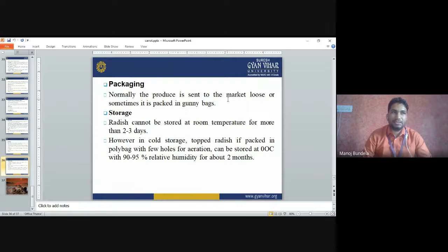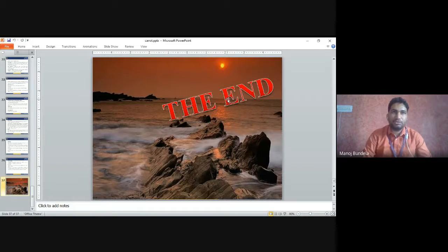Similarly, pithiness means over maturity. We have to harvest the roots when they are in mature condition. Sometimes we do not harvest the roots at the right time, so fibers develop in the root. That is called pithiness, and it is not good for eating and is not accepted by consumers. These are the physiological disorders of radish.